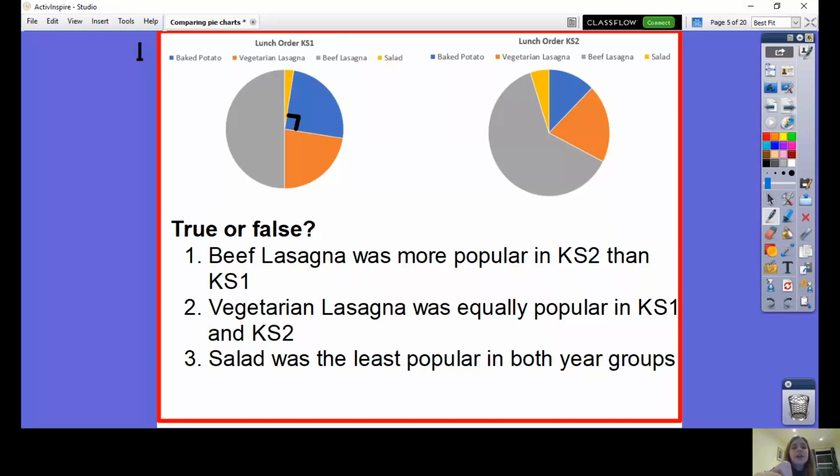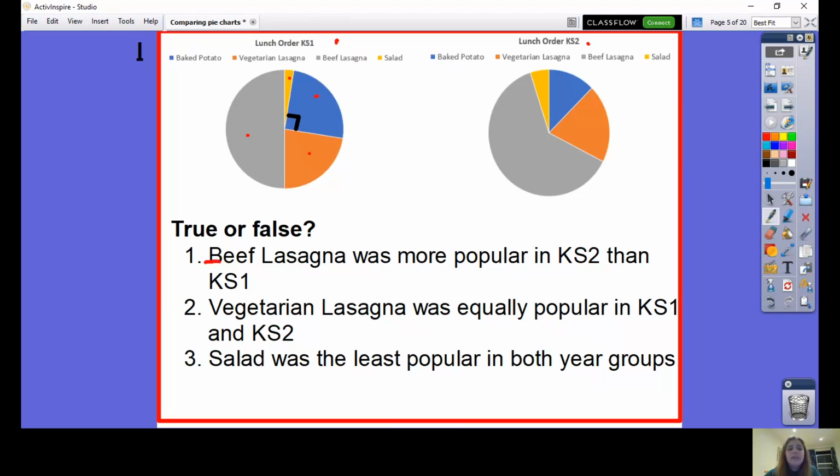You can see here you have the lunch order from Key Stage 1, and here you have the lunch order from Key Stage 2. It's split into baked potato, which is blue, vegetable lasagna, which is orange, beef lasagna, which is grey, and salad, which is yellow. The first questions I'm going to look at are some true or false questions. At the moment, we're not going to be looking at the values of them, just the fractions.